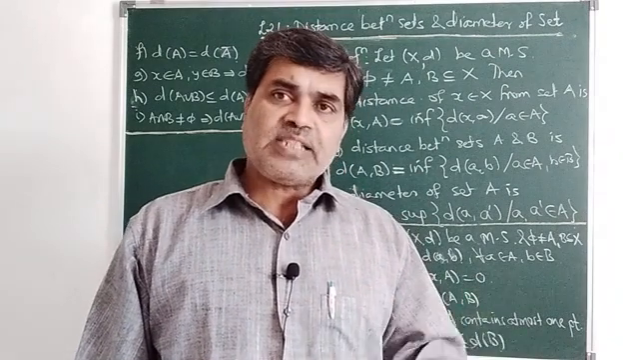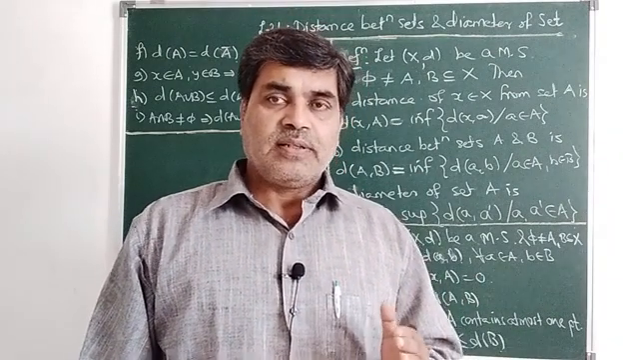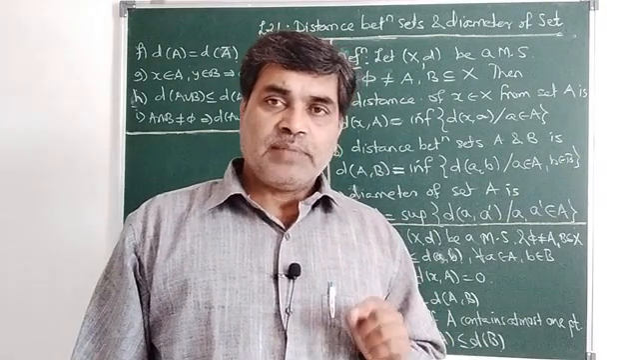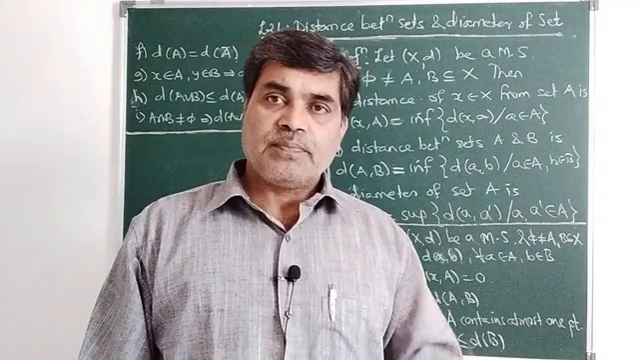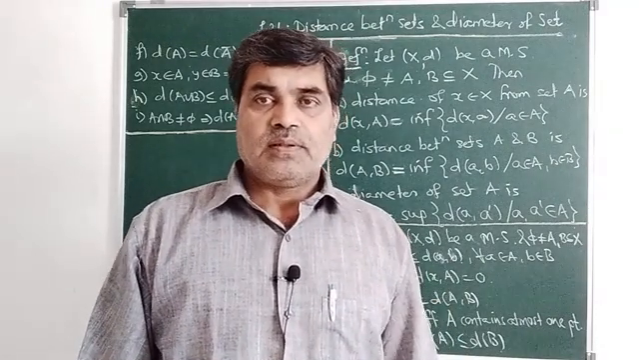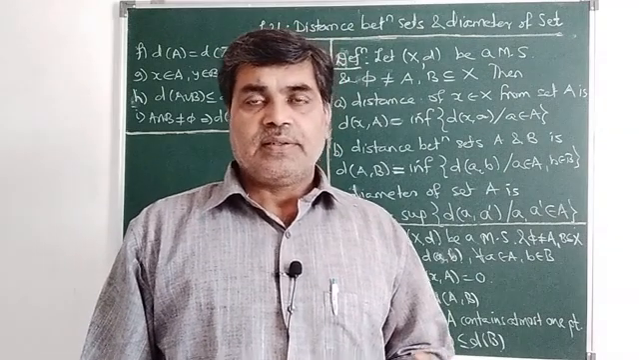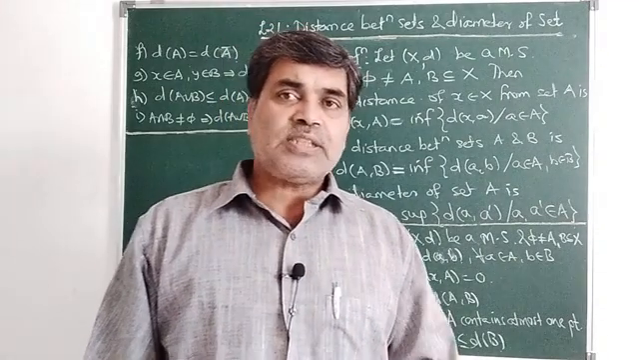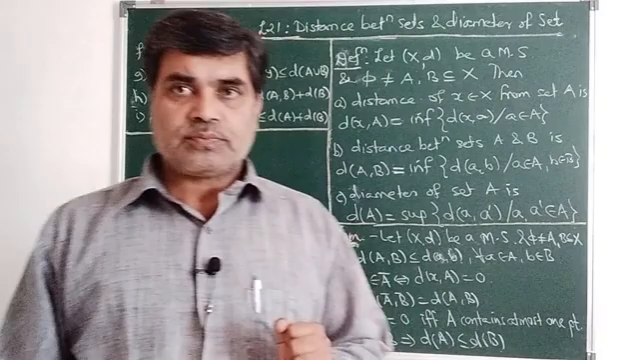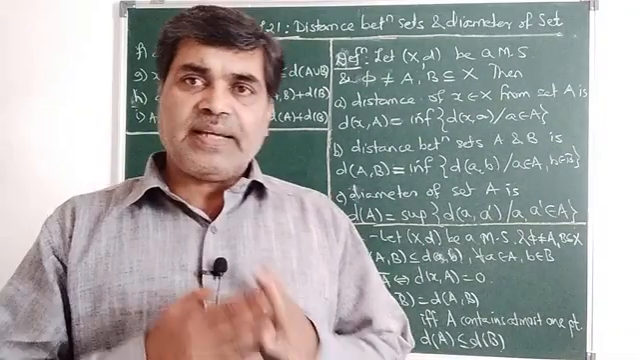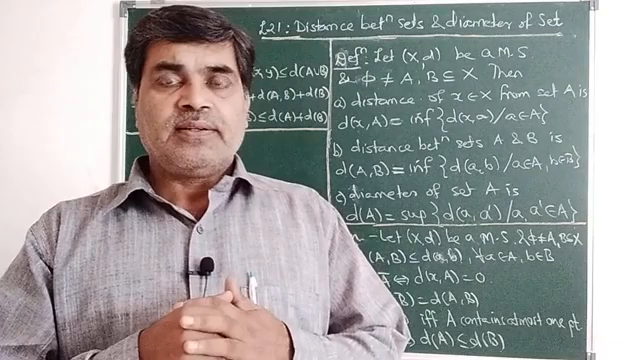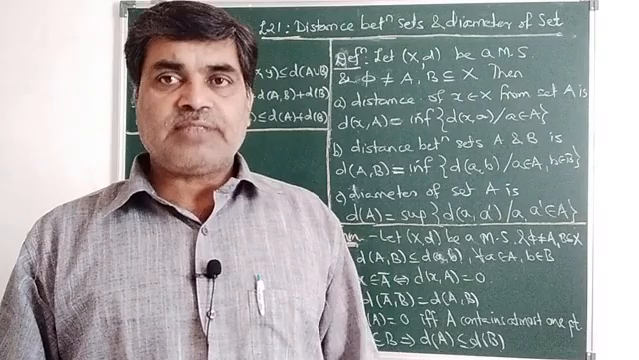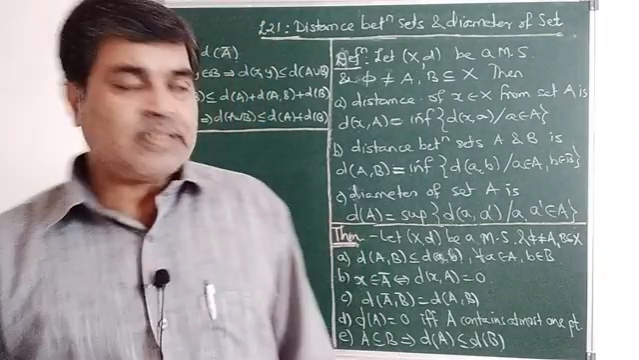A metric space is said to be bounded if the diameter of every subset of the metric space is less than or equal to some fixed number. There doesn't exist a subset of the metric space whose diameter goes to infinity. In that case we will say that the metric space is bounded. Similarly, a subset A of the metric space X is bounded if the diameter of that set is a finite number. So that is about these things.